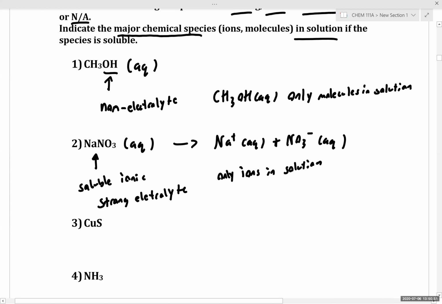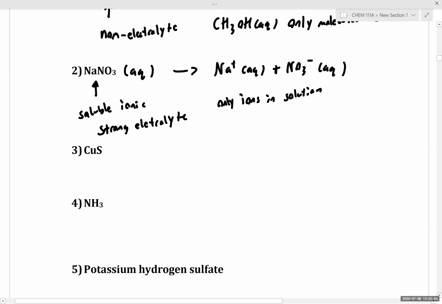Okay, let's look at the next example. So copper sulfide. So what is copper sulfide? Is it ionic, covalent? What is it?